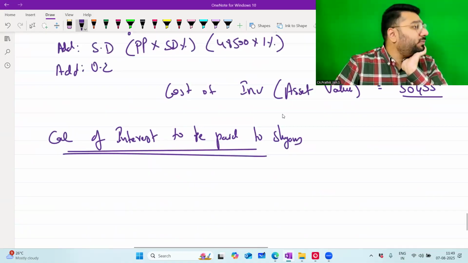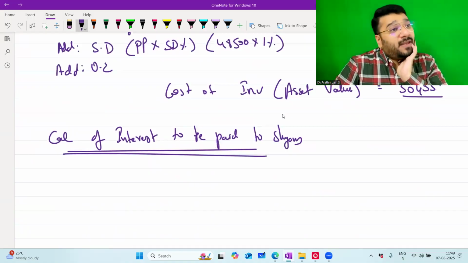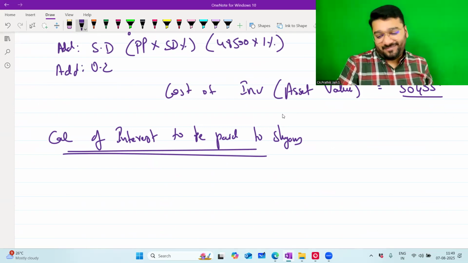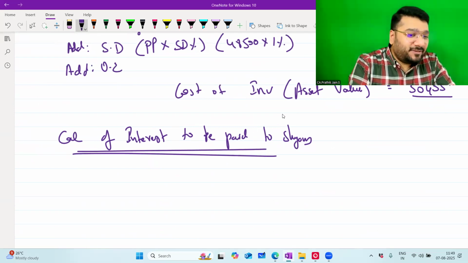My question to all of you: is interest calculated on face value or paid-up value? Face value.